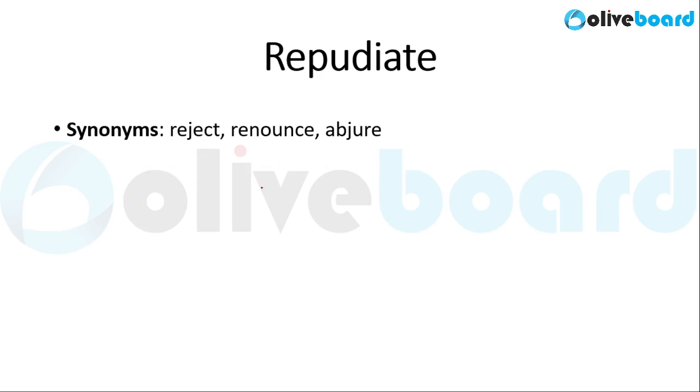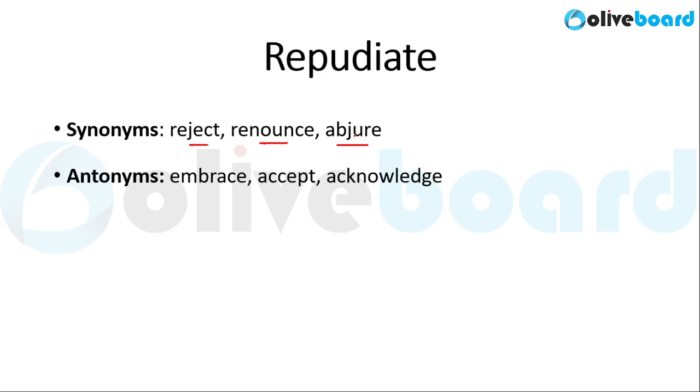The synonyms can be to reject, renounce, or to abjure. The antonyms or the opposites, on the other hand, can be to embrace, accept, or acknowledge.